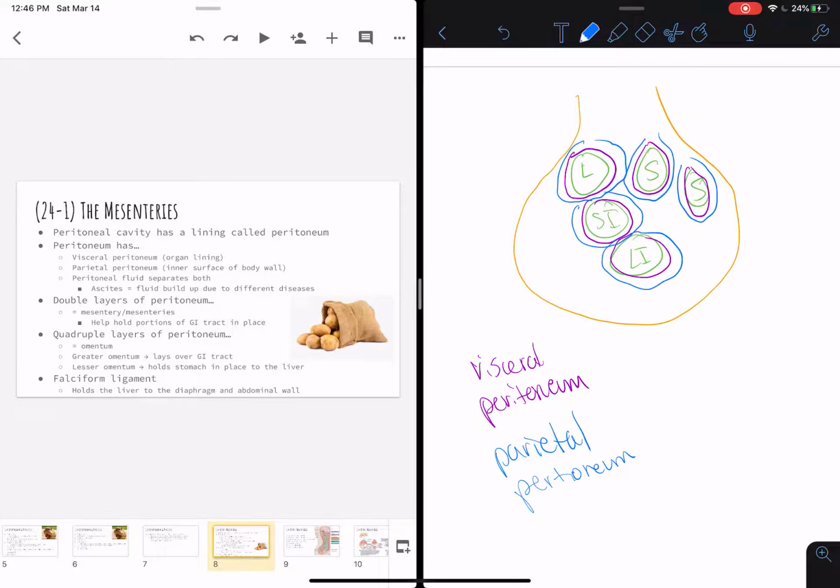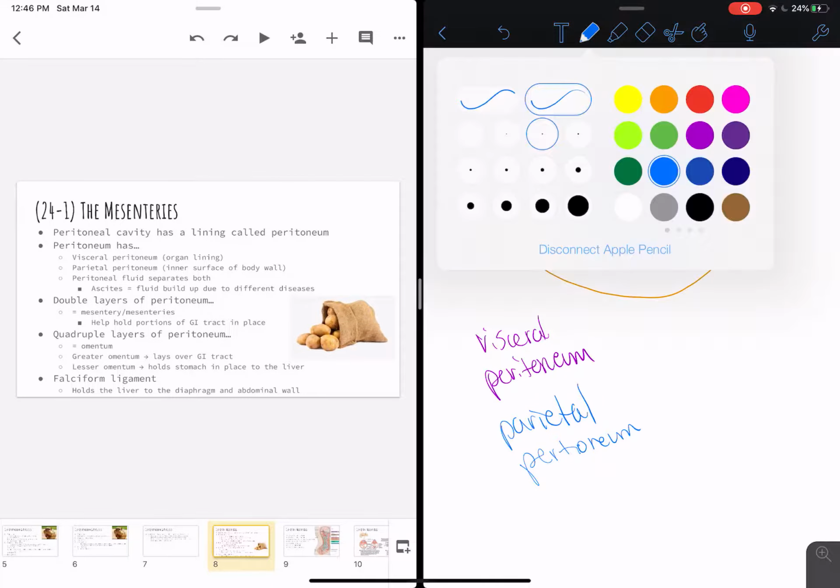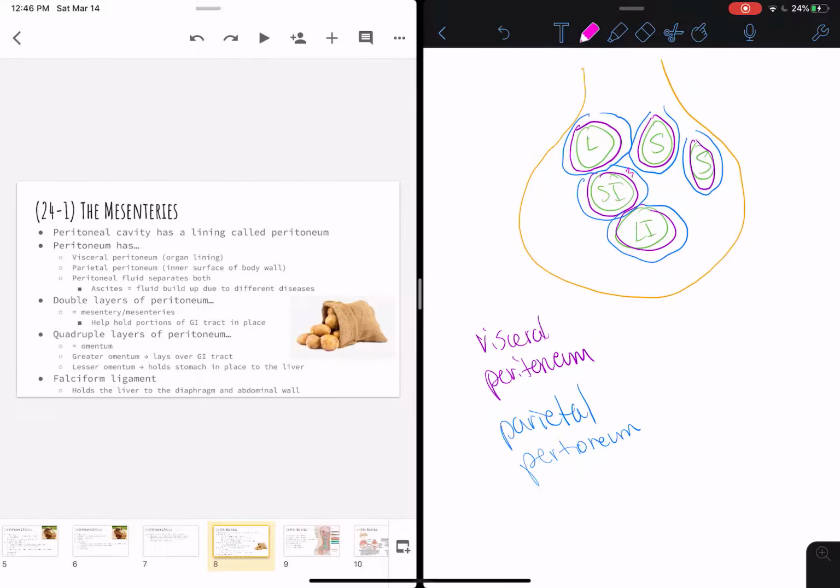And the parietal peritoneum realistically isn't this close to the organs. It's actually a little bit closer to the peritoneum than it really is to the organ. And just as we've learned with other organs, we're going to have some fluid that'll separate out these layers. Okay, so I have my sack of potatoes, and then I have my potatoes, and my potatoes have potato skins, and they're surrounded in some sort of magical fluid that's in my sack of potatoes.